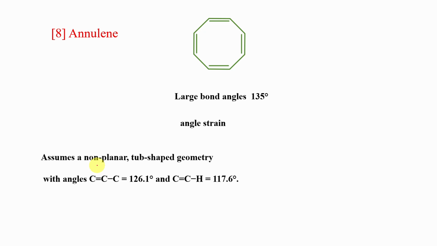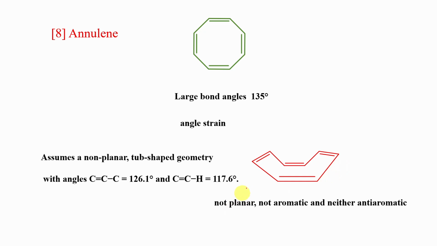In the tub-shaped geometry, the angle between C double bond C single bond C is 126.1 degrees and C double bond C single bond H is 117.6 degrees. The tub-shaped structure can be represented like this. This is not planar and hence it is not aromatic and neither antiaromatic. So it is called a non-aromatic molecule.